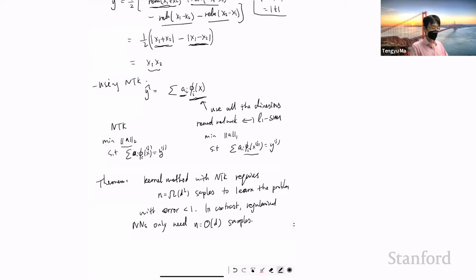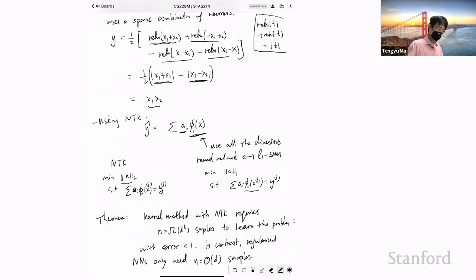Any questions about this? I think this part is a little bit hand wavy because I didn't want to go into all the details. And also this depends a little bit on what we discussed in the past, the connection between L1 SVM and neural networks. Any questions?